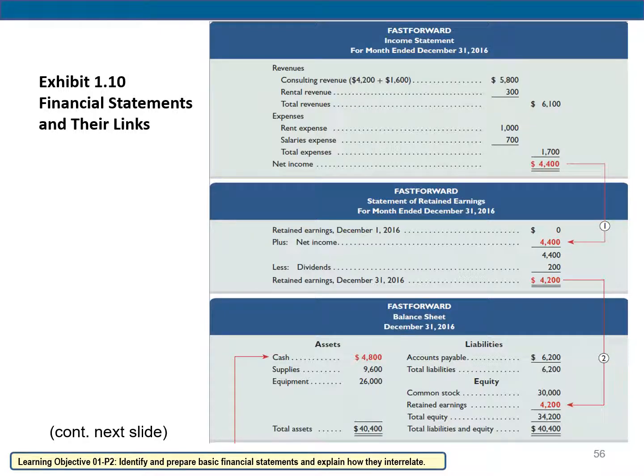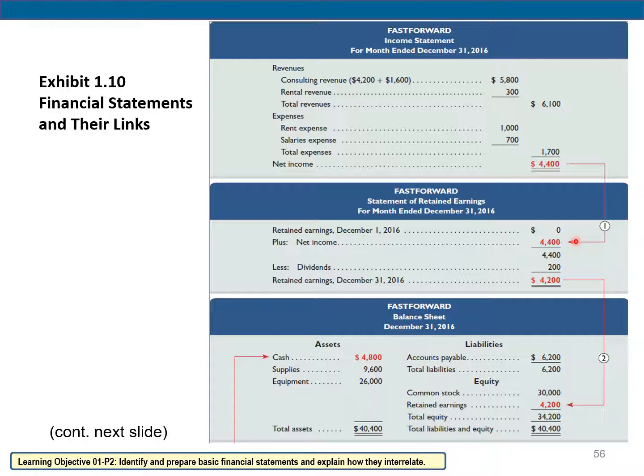And the difference between your revenues and your expenses is what we call net income or net loss. So if your revenues exceed expenses, you have net income. If your revenues do not exceed expenses, you have a net loss. And so your net income ultimately flows from here down to here on your statement of retained earnings.